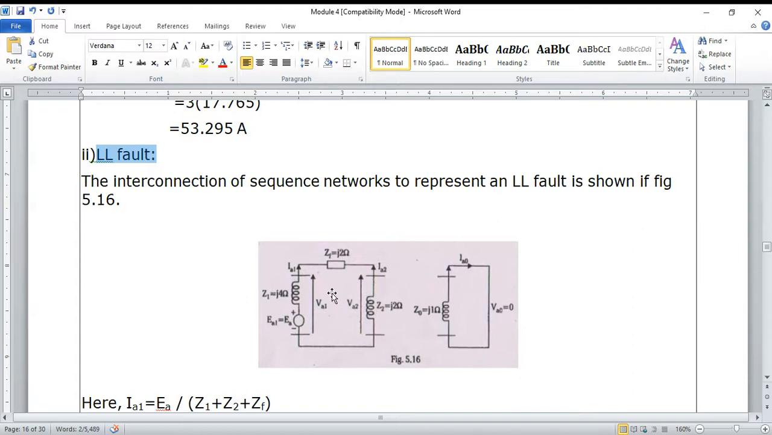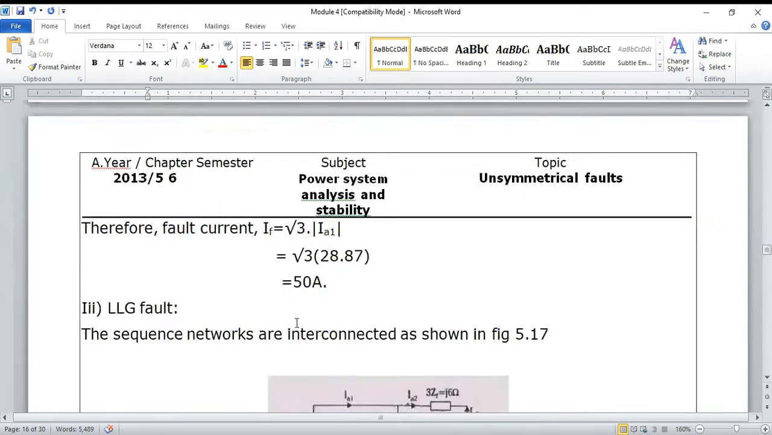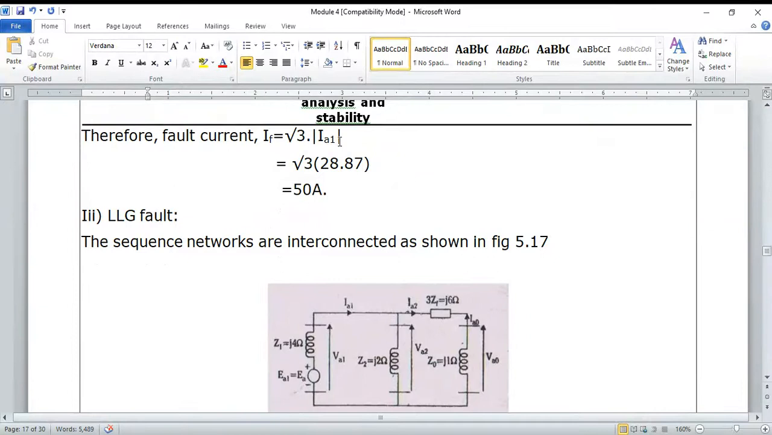First of all, you want to find the fault current. Here you know the fault current equation for line to line fault is IF is equal to root 3 times IA1. You have to find IA1. What is the formula? IA1 is equal to minus IA2 is equal to EA divided by Z1 plus Z2 plus ZF, since these are in series, and ZF is included because it is through a fault impedance. Substitute the values, you will get 28.87 amps. Now the fault current is root 3 times IA1. Substitute the value of IA1. This is from the derivation we already computed.